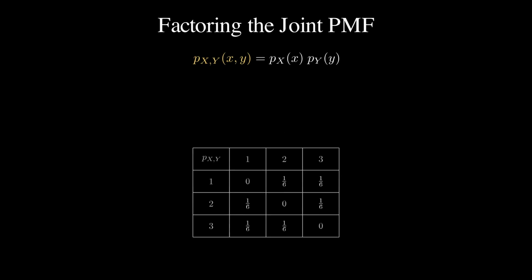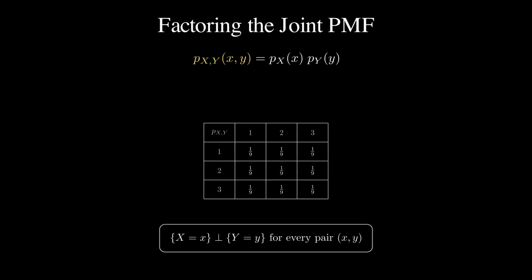The without replacement table fails immediately. A product of positive margins can never manufacture the zeros on its diagonal. And the connection to Chapter 4 is exact. X and Y are independent precisely when the events X equals x and Y equals y are independent for every single pair. Independence of variables is independence of events, enforced across the whole table at once.